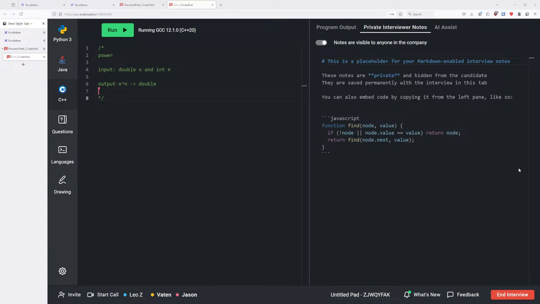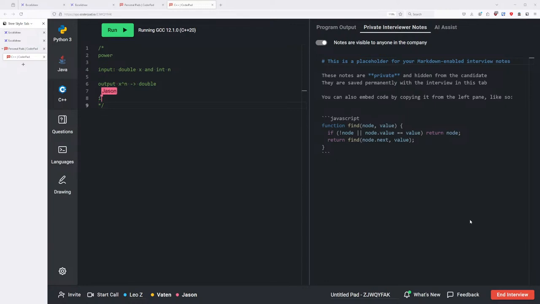Okay, cool. Awesome. So right away what I'm thinking is we can do this recursively, based on a couple of decisions depending on whether n is negative or positive. Let me just write that out.